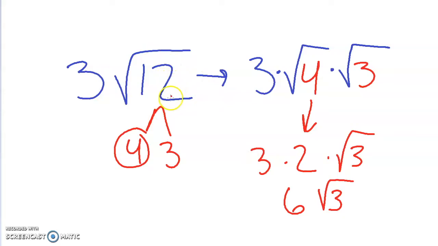The main thing that we're looking for is if we look at our radicand, the only perfect square factor it's allowed to have is 1. If it has another perfect square factor somewhere in there, we have to keep going. We have to simplify further.